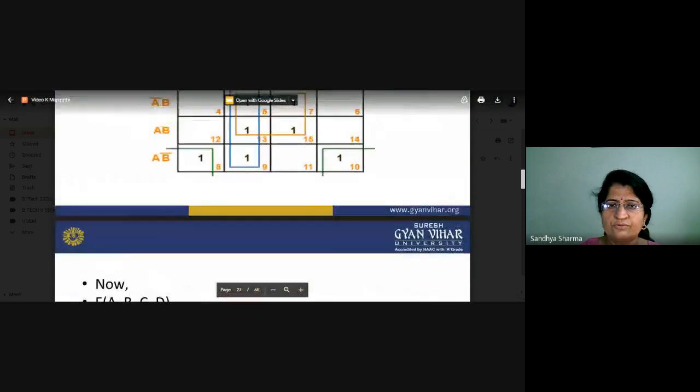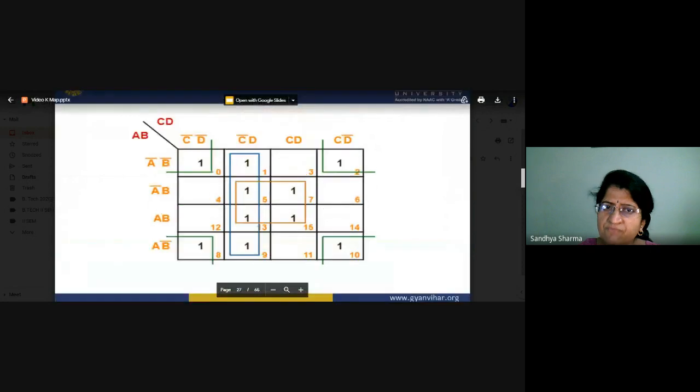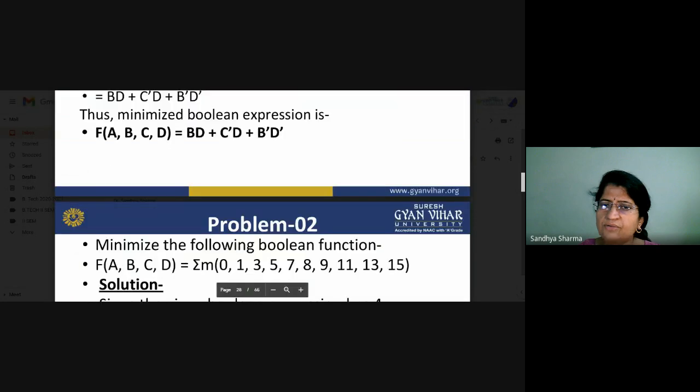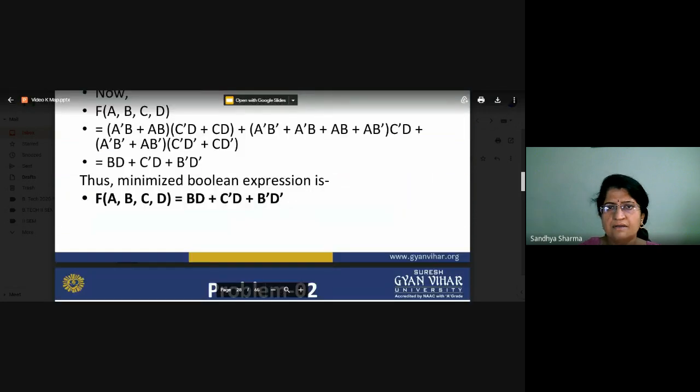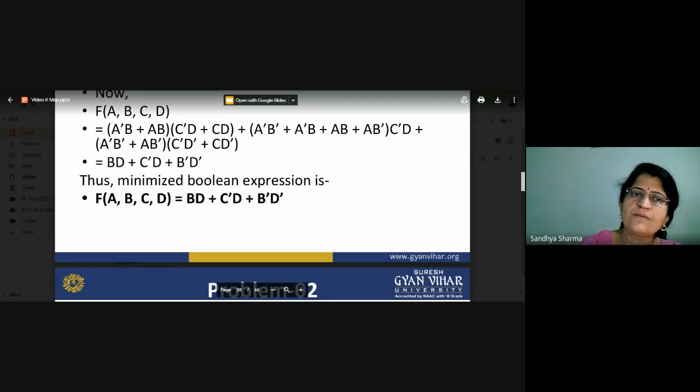Now that is column wise. So these 4 are included and only this one is included. So you can write it. Basically, we can extract the common. Common means A dash B and A B, where B is common in both. C dash D and C D, where D is common in both. So you can extract B and D. So this is the final equation of this quadrant.